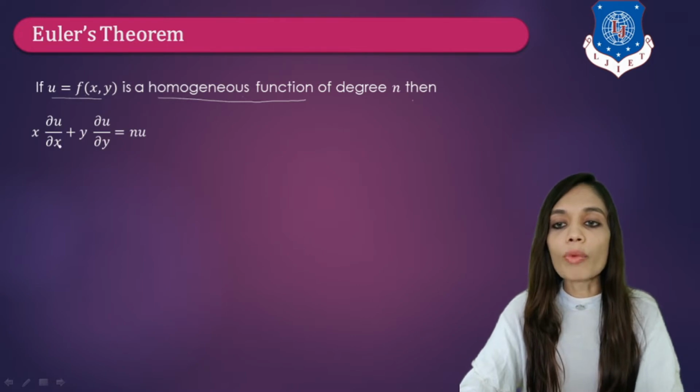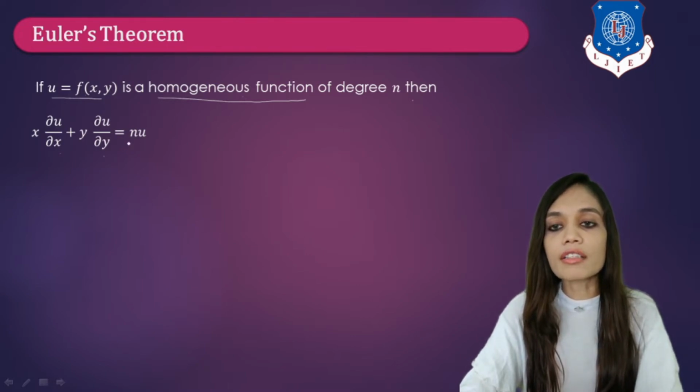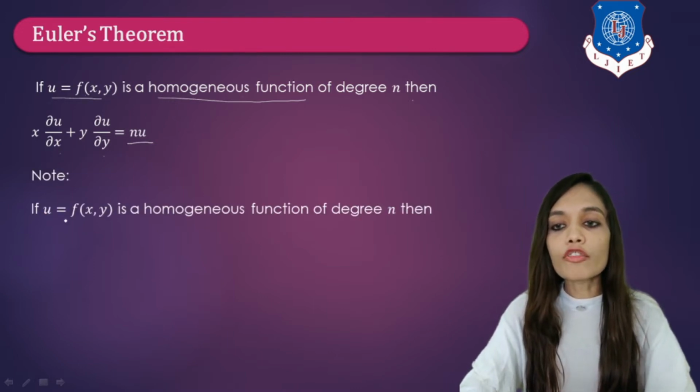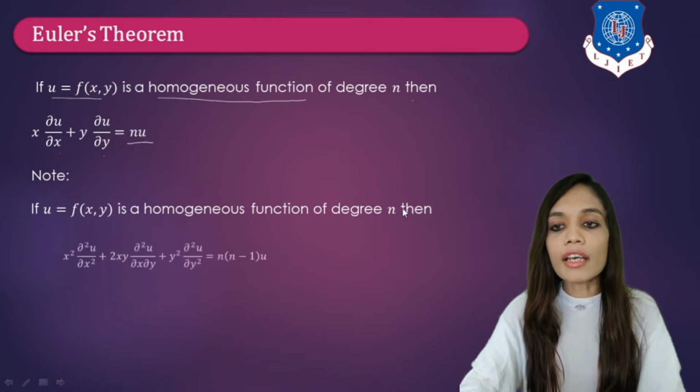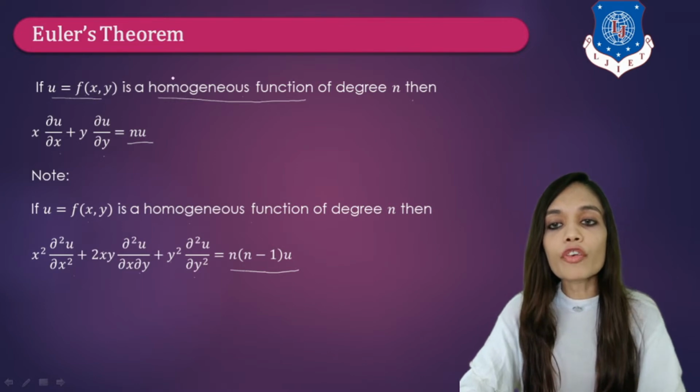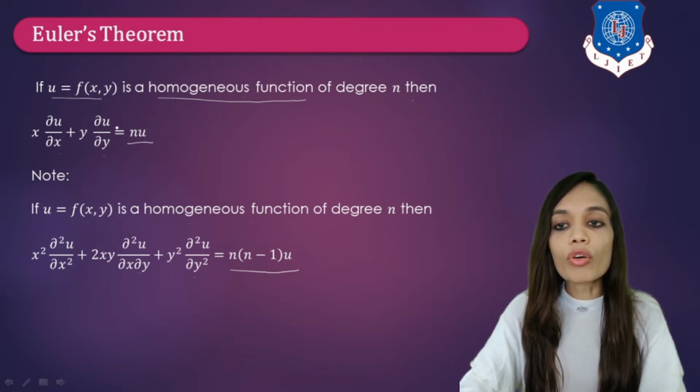Then x del u by del x plus y del u by del y is equal to n into u. And the condition derived from this is, if u is equal to f of x comma y is a homogeneous function of degree n, then x square del square u upon del x square plus 2xy del square u upon del x del y plus y square del square u upon del y square is equal to n into n minus 1 u. So if a given function is homogeneous, then we don't need to find the derivatives, just apply this theorem and we will get the answer as nu or n into n minus 1 u.